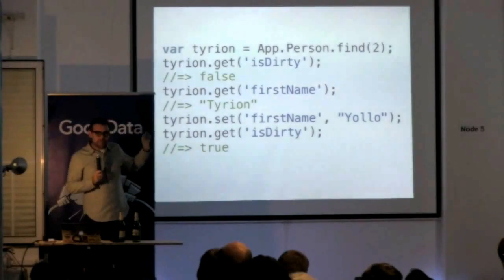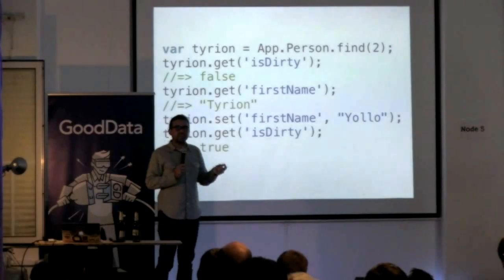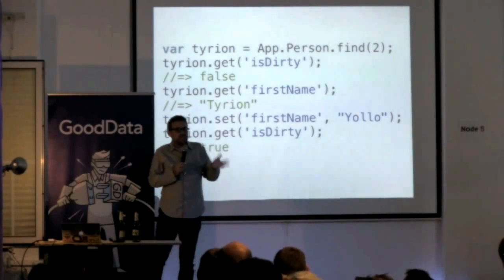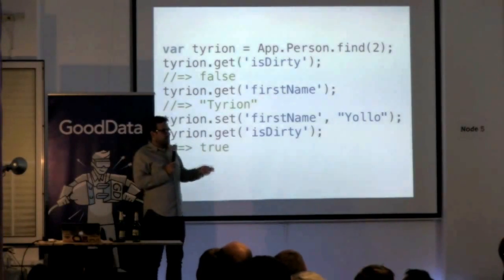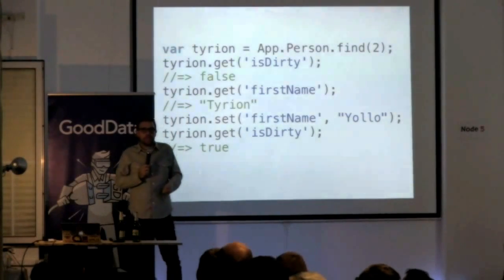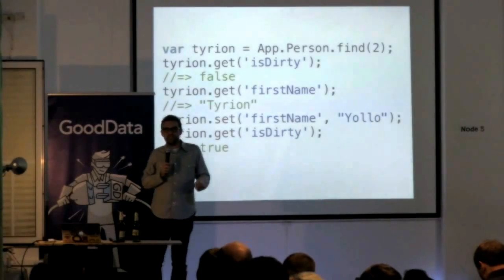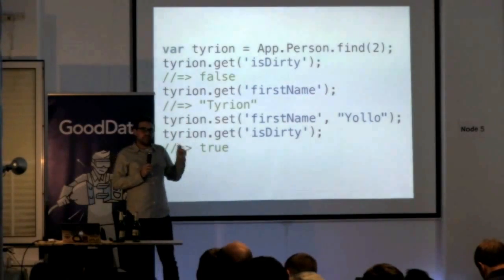So you can see that when we find Tyrion, the first thing we check is this flag called isDirty. And it returns false, right? isDirty basically means, are there changes that we've made on the client that we haven't told the persistence layer about? And that's false because we have got it off the server and we haven't made any changes. All right, cool. And we can get the first name, Tyrion, good.